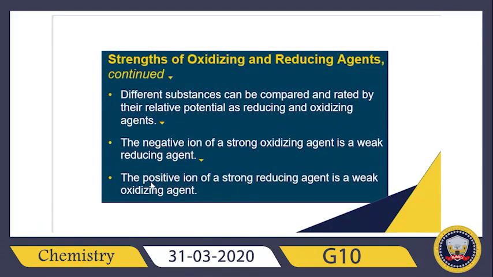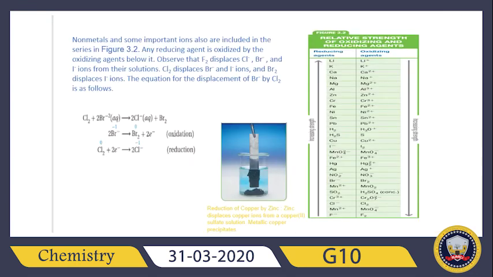The second point says that the positive ion of a strong reducing agent is a weak oxidizing agent. And here we may talk about what? About lithium. So guys, here as we can see, lithium is the strongest reducing agent, but the positive ion of a strong reducing agent is a weak oxidizing agent, as shown in this figure.